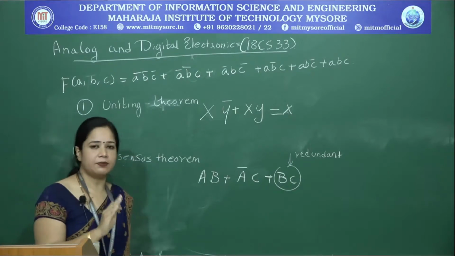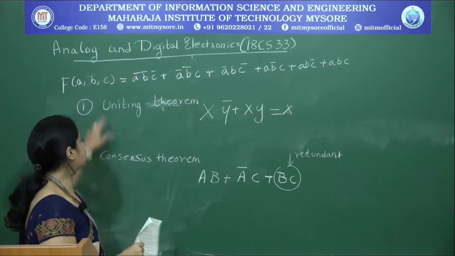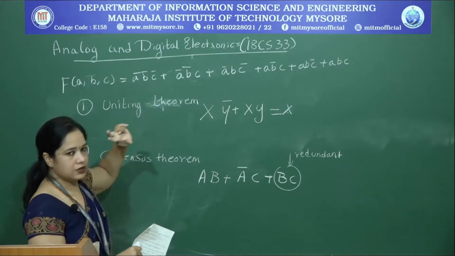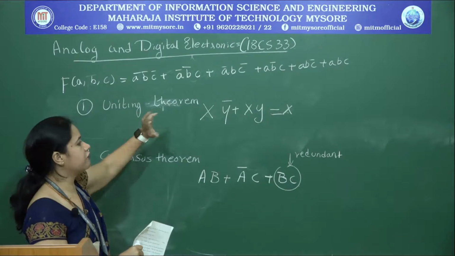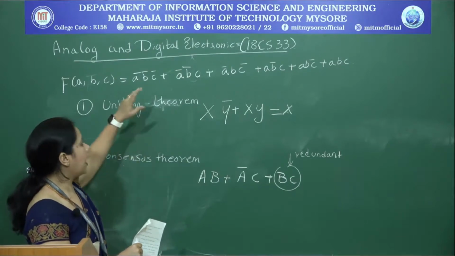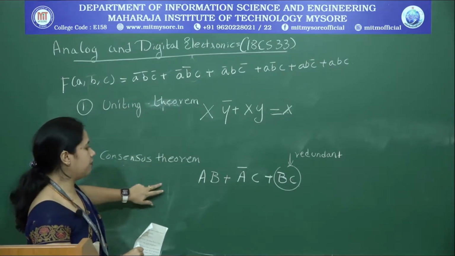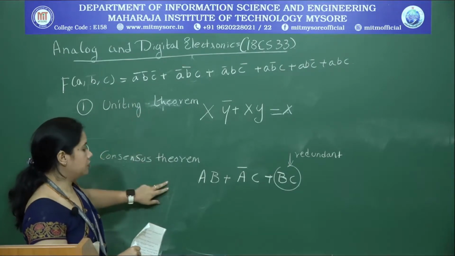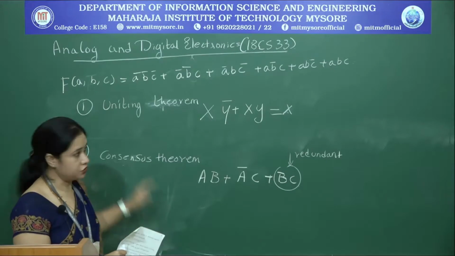So, in your generalized approach, what we are trying to do is use the uniting theorem repeatedly on a given expression till we arrive at a point where further simplification is not possible, and then look if we can apply the consensus theorem to the result of the first step to further simplify the given expression.